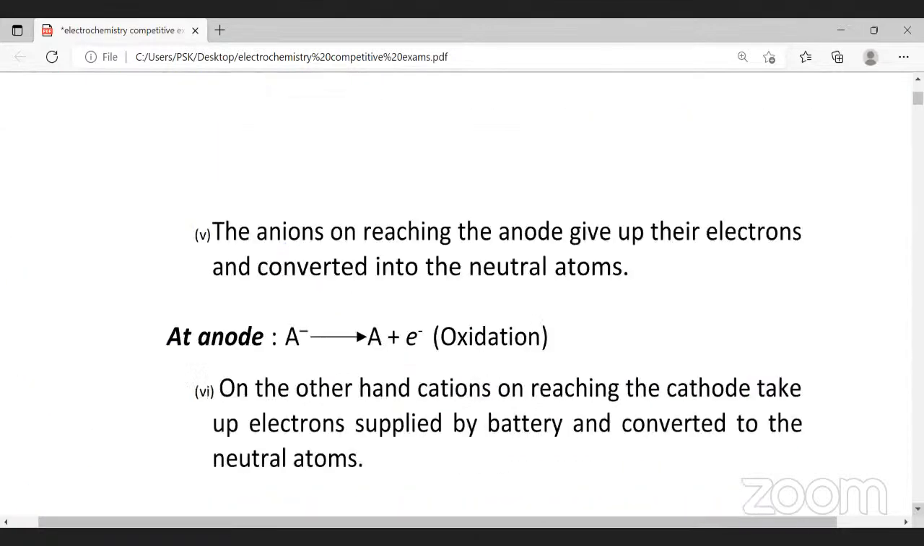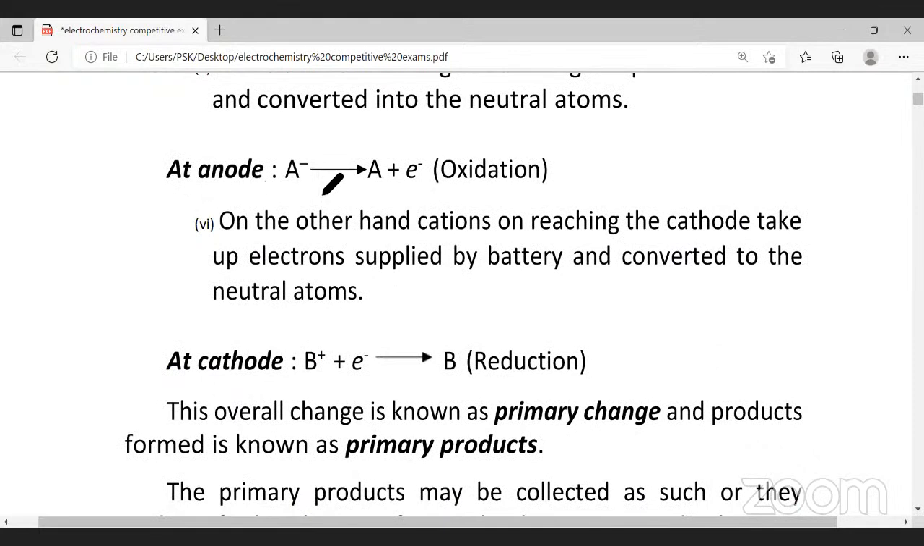Next. See, here it's been mentioned. At anode, it's what? Oxidation. The oxidation means loss of electron. See, A minus losing an electron is also called oxidation. All right. Now, cathode is what? Reduction. Gain of electron is called reduction. I taught you all this.